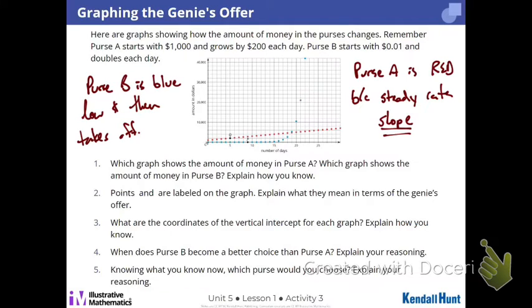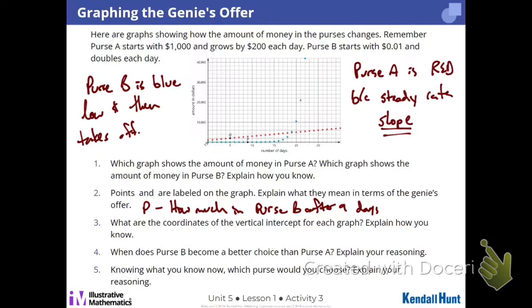Point P. It's right there. Who can tell me what that means in context? What does point P mean in context? Yeah. I'm just going to put how much is in purse B after 9 days. It's hard to read from the graph which day it would be, right?